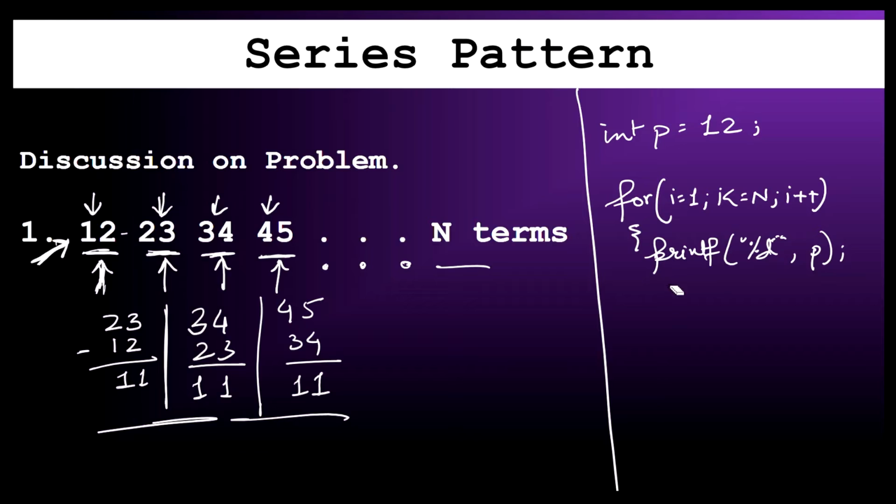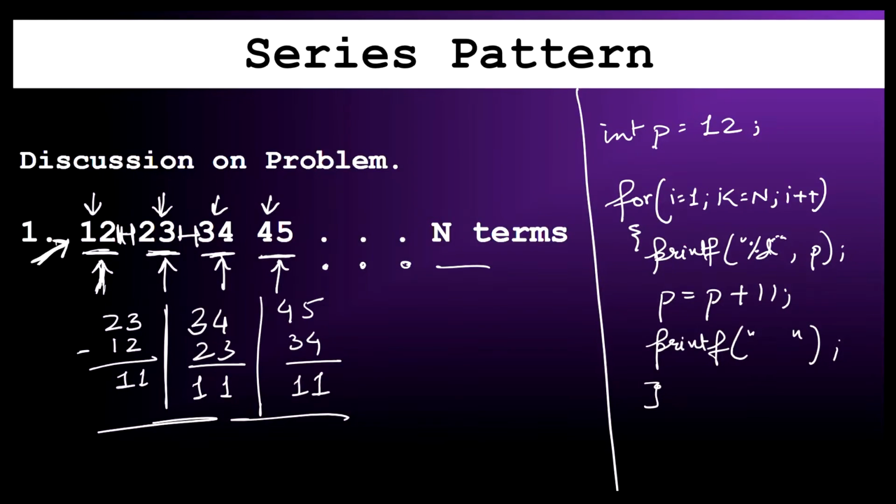And after printing 12, what do I have to do? I have to increment the value of p by 11 to get the second term, third term, and so on. So I will write p equal to p plus 11, and after that we will write printf, because you have to separate these two terms by spaces, right? So we write printf and give a space over here. Now our code is done.